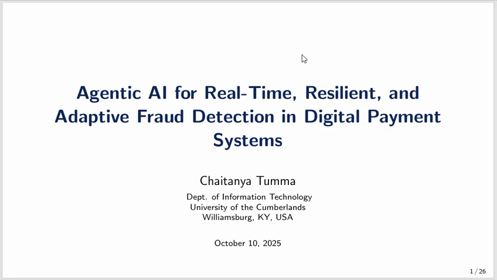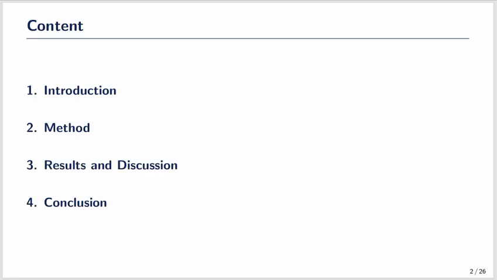Here I'm presenting my paper ID 40, titled Agentic AI for Real-Time Resilience and Adaptive Fraud Detection in Digital Payment Systems. The outline of the paper consists of introduction, method, results and discussion, and conclusion.